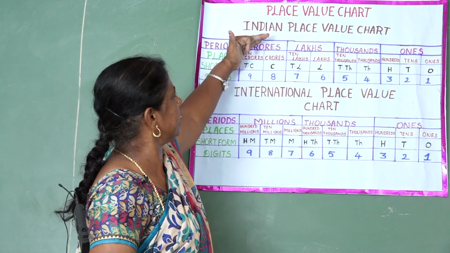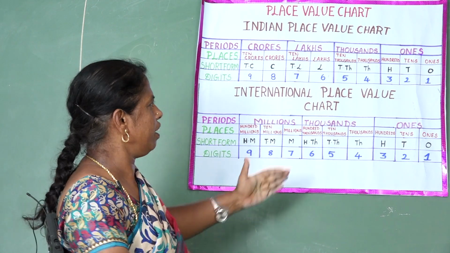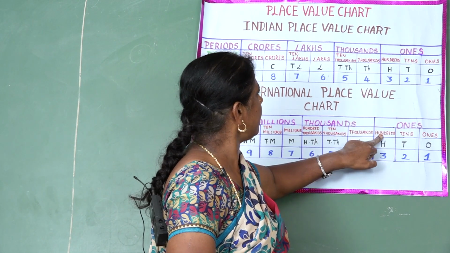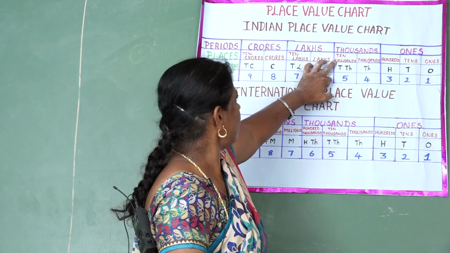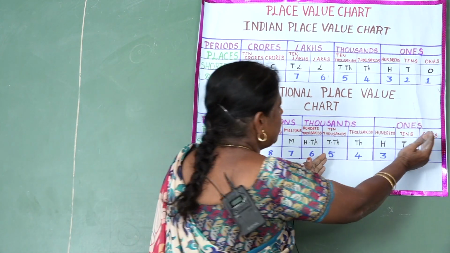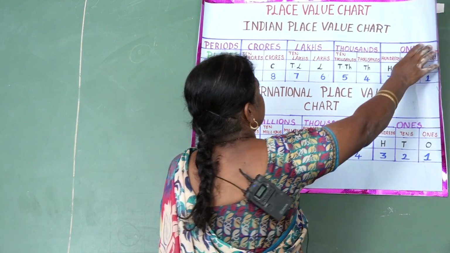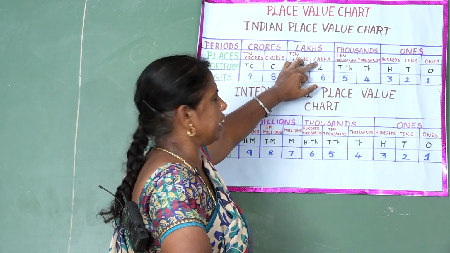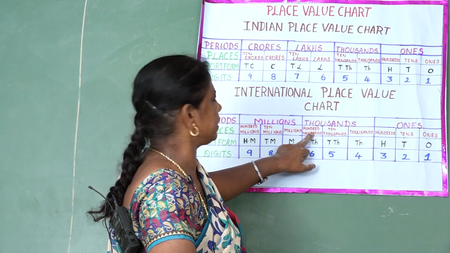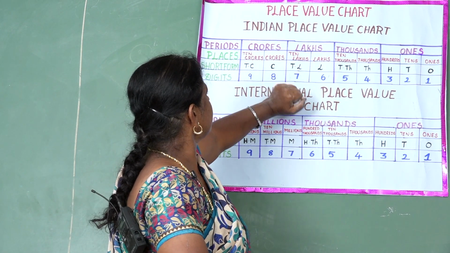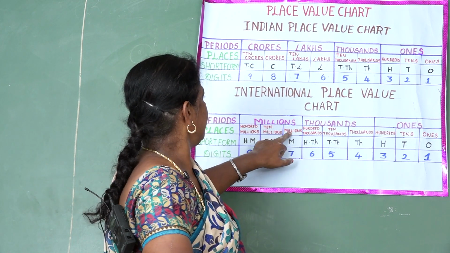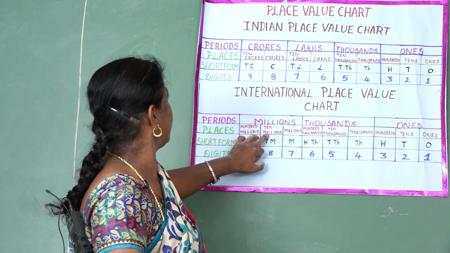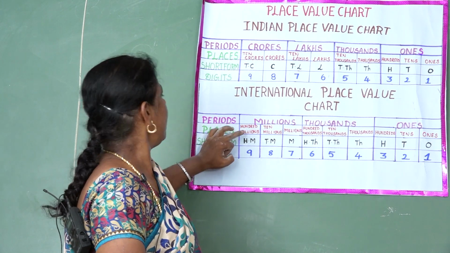Now we have to compare the Indian place value chart and the international place value chart. From ones, here also ones. Tens, hundreds, here also hundreds. Thousands, here also, and 10,000 and 10,000. From the ones place to 10,000 both systems are the same, but they differ from lakhs. In the Indian system it is lakhs, but in the international system it is 100,000. In the Indian system 10 lakhs, but in the international system millions. Here crores, but in the international system 10 millions. Here 10 crores, but here 100 millions.